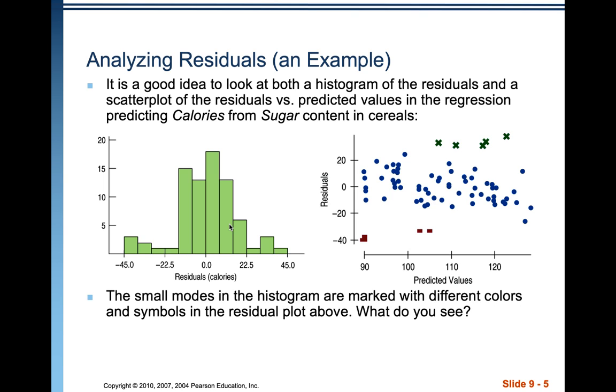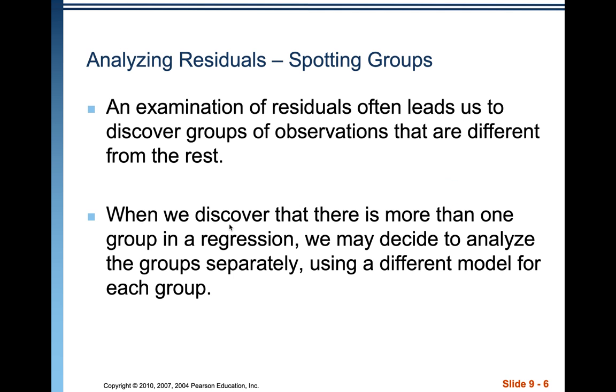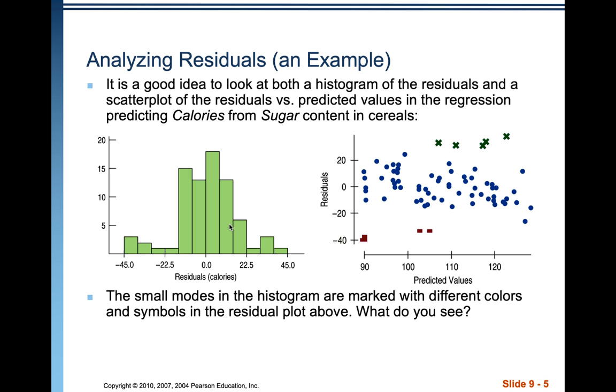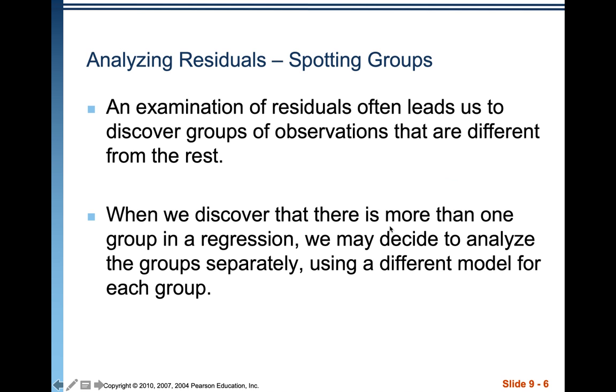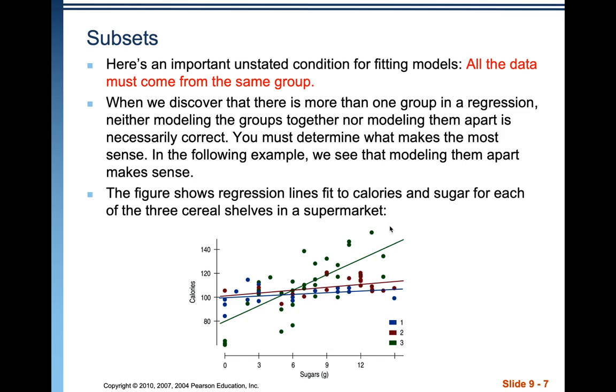So we're looking at predicting calories from sugar content in cereals. What we're seeing here is there may be three subgroups of cereals. A small one, a rather large subgroup, and another small one. So we found that there are these groups. We may decide that we need to analyze the groups separately. We might discover that we want to report both the aggregated model and the disaggregated data model.